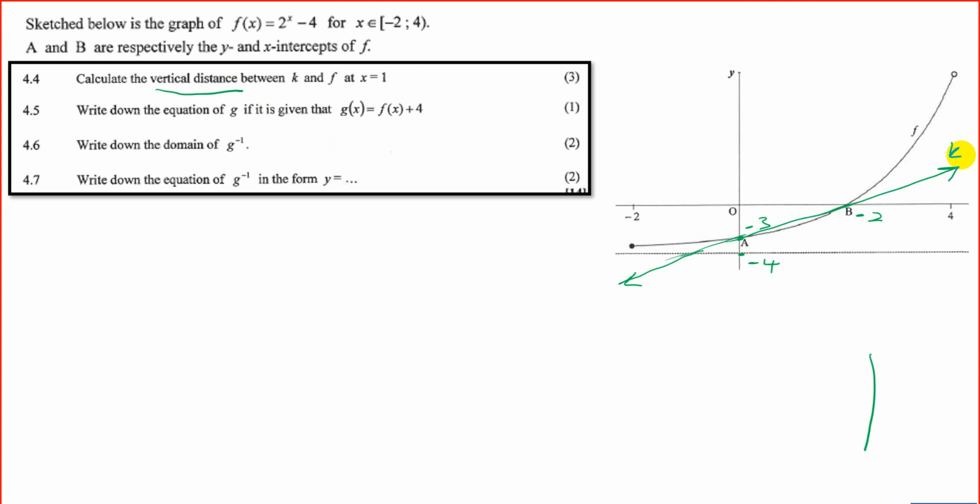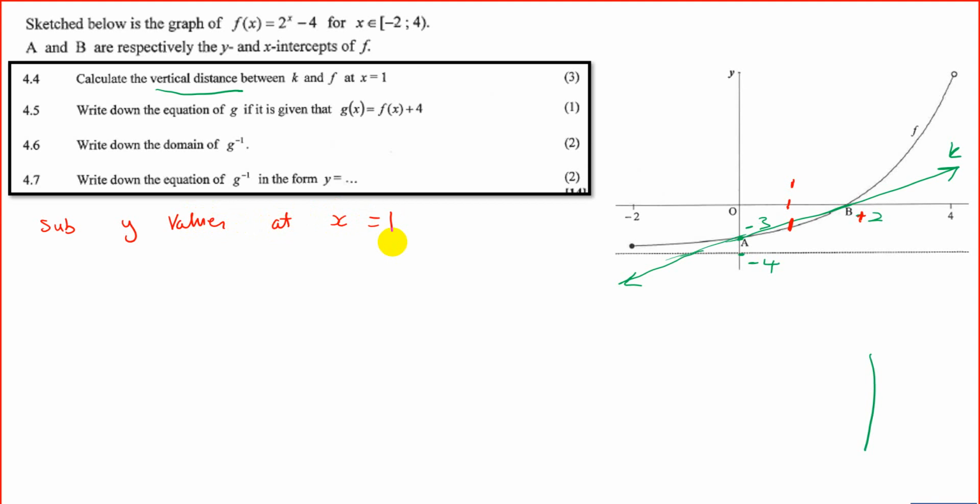Between k and f. So it's between the straight line and the exponential at a point x equal to 1. Just to get a picture of what they're trying to tell us to do, sorry, b is the point plus 2. So at x equal to 1, they want to find the vertical distance between both. And to find a vertical distance, all we have to do is subtract the y values.